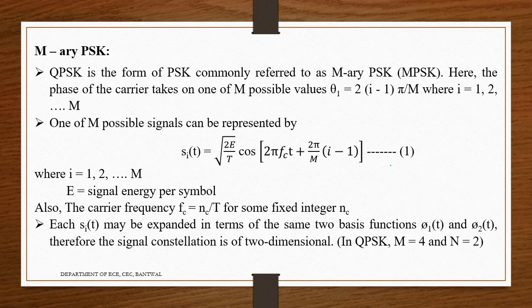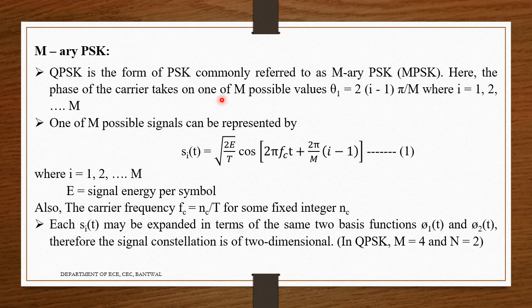So I have erased it because I need some of the theory parts here. So this is how we define it, and this is the energy of the signal. And also we have this function, x_c equals n_c by T for some integer n_c, depending on how much the n value is. As we have discussed, for BPSK n is equal to 1 and m is equal to 2. But when you go for QPSK, m is equal to 4 because we have 4 quadrants, and n is equal to 2 because we have 2 dimensions.